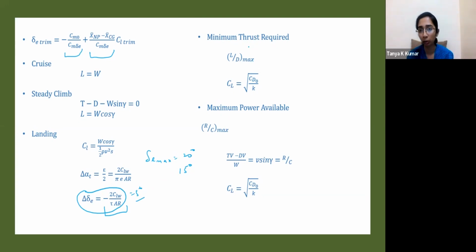So minimum thrust required amounts to L by D max. The ratio between lift and drag should be maximum. That is when we get the minimum thrust required. And the lift coefficient for such a condition is given by square root of CD naught by K.